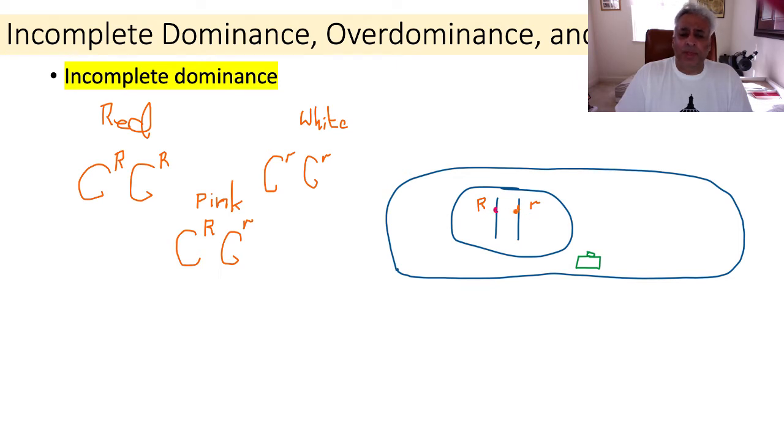Let's assume that the small r allele is broken. It can't produce any product. Therefore, it can't contribute to the coloration of the petals. So this particular C gene is responsible for making pigment in the cells in the petals of the plant. In this heterozygous condition, we're going to compare that to the homozygous condition.